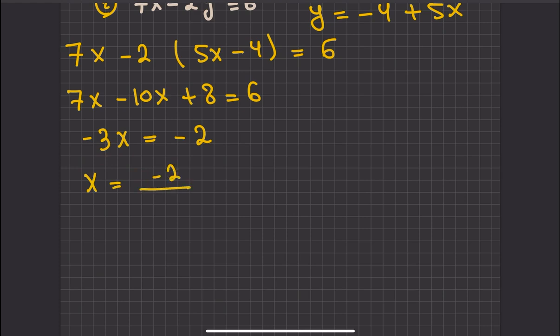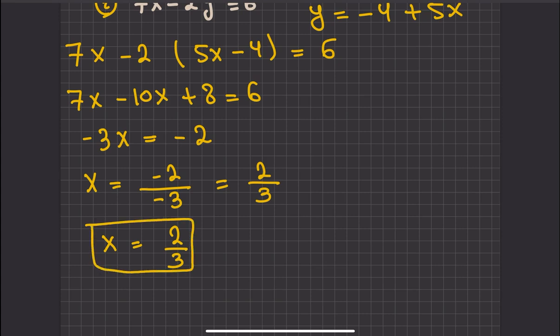Minus 2 divided by minus 3, because both of them are negative, so it's going to be 2 divided by 3. So x equals 2 divided by 3. You may have a question in here, so this is what I did. I divided both of them by negative 1. So minus 2 divided by negative 1 is 2, and minus 3 divided by negative 1 is 3. This is how I got 2 over 3, because it's easier to work with positive numbers than a negative number.